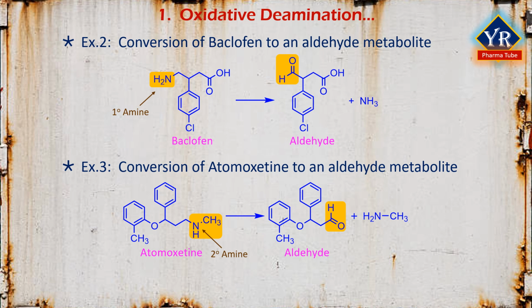The other examples of drugs, baclofen and atomoxetine, can also undergo oxidative deamination to form the corresponding aldehyde metabolites. In looking at these examples, note that the primary or secondary amine is removed and that the resulting metabolite retains the remaining portion of the drug molecule in the form of aldehyde.